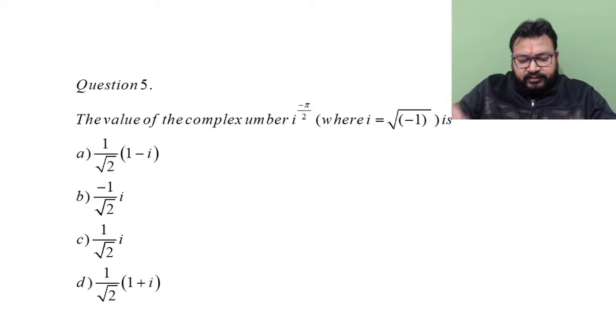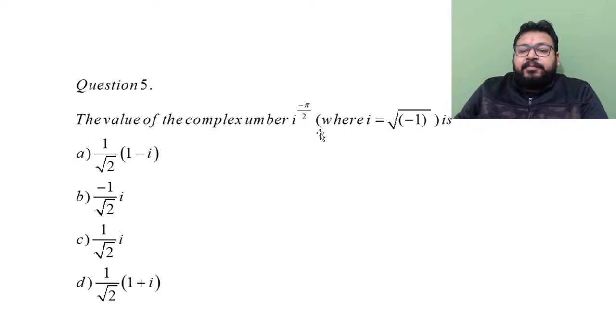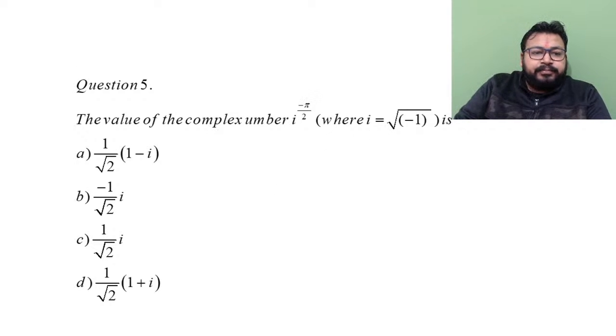Okay guys, so this is the question. The value of the complex number iota to the power minus pi by 2 is.